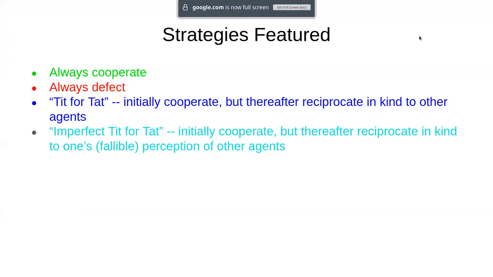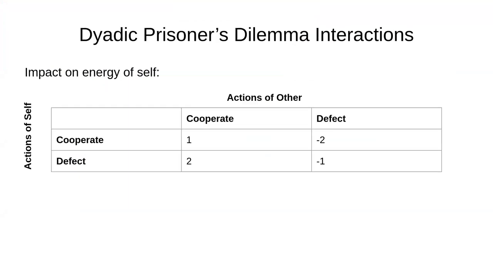The strategies that I've placed here are common ones from the literature and from Axelrod's work. An agent could be always cooperate. This is an agent who is committed to always treating those around them in a cooperative way, even if it puts themselves at risk. What this risks is that if this agent is cooperating and their neighbor defects against them, that's going to decrease the energy level. It subtracts two from the energy of the one who's cooperating if their neighbor defects against them. By contrast, if the neighbor cooperates with them, it'll go up by one, right?